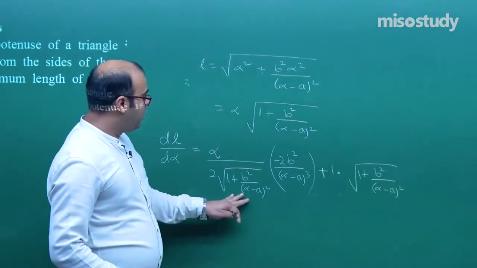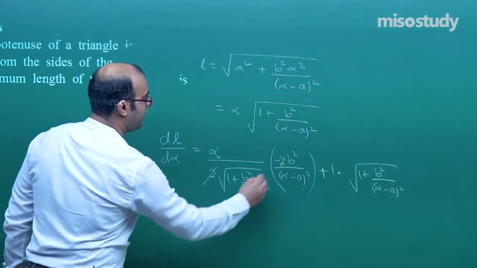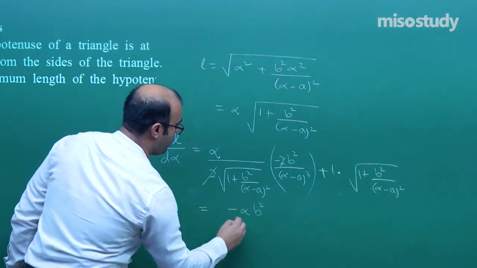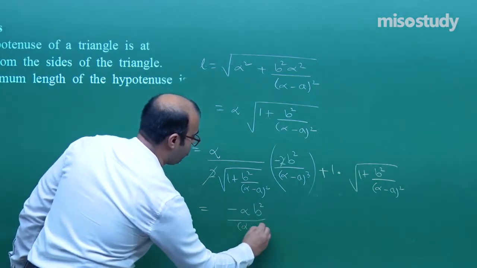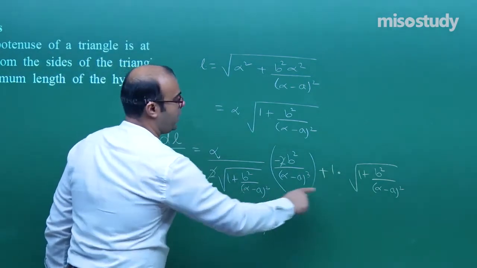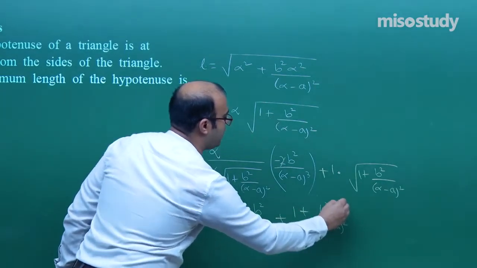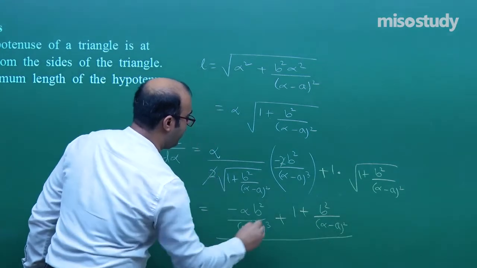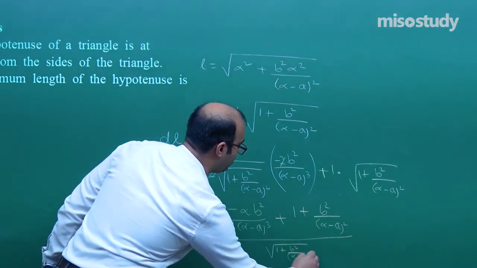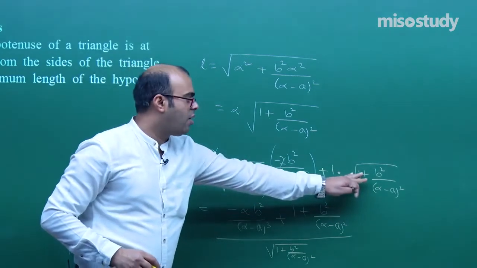Now, let us take root over 1 plus b square by alpha minus a whole square as the LCM. The 2 is cancelling here, so this will become minus alpha b square upon alpha minus a whole cube. This will become plus, this will multiply with 1 plus b square by alpha minus a whole square, as the root will cancel, divided by root over 1 plus b square by alpha minus a whole square. So, we are simplifying. We have multiplied this with this after taking the LCM.